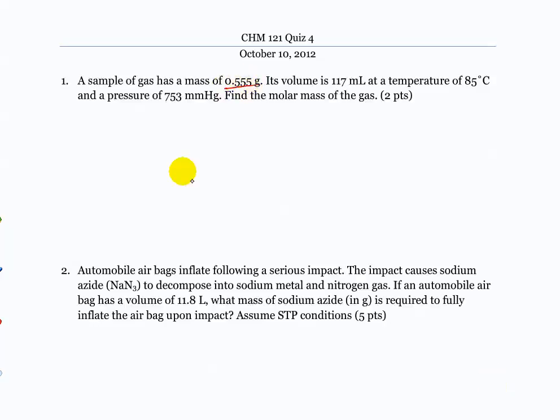Mass is 0.555 grams. You've got volume, you've got temperature, you've got pressure, and it wants you to find the molar mass of the gas. In this one, you just have to know PV equals nRT, and you know that moles equals mass in grams divided by molar mass, right? Is that right? Yeah.